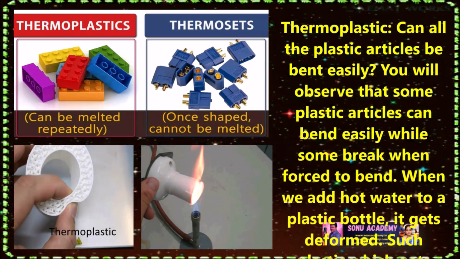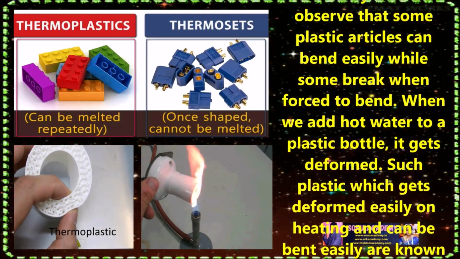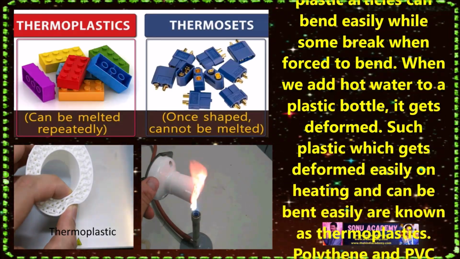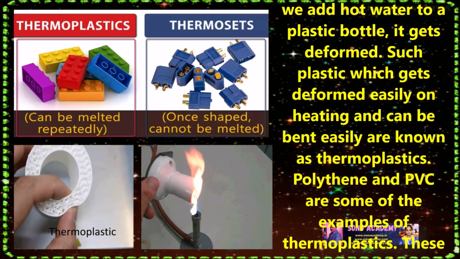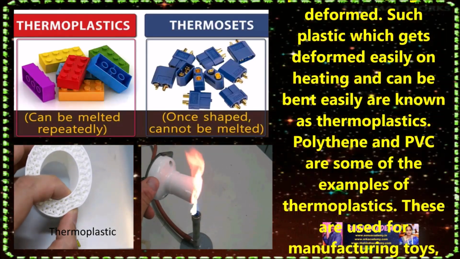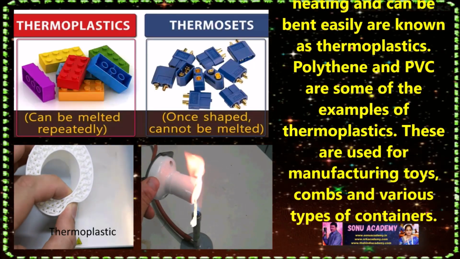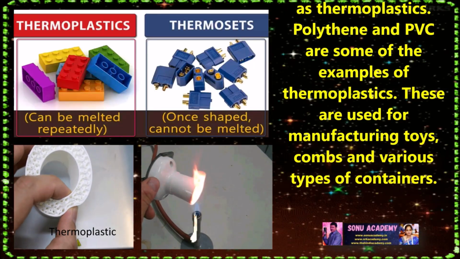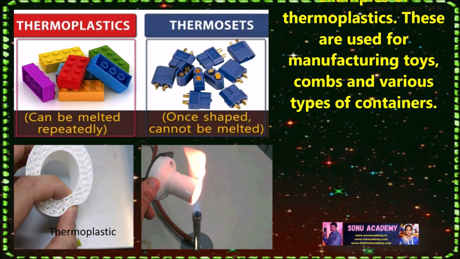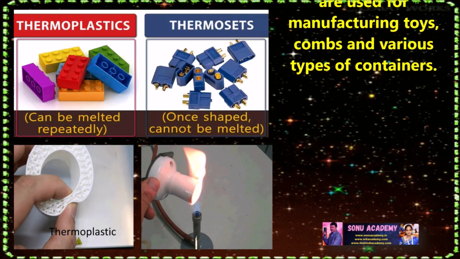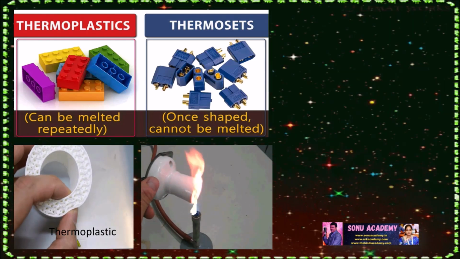Can all the plastic articles be bent easily? You will observe that some plastic articles can bend easily while some break when forced to bend. When we add hot water to a plastic bottle, it gets deformed. Such plastics which get deformed easily on heating and can be bent easily are known as thermoplastics. Polythene and PVC are some examples of thermoplastics. They are used for manufacturing toys, combs, and various types of containers.